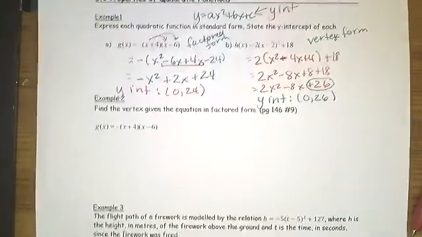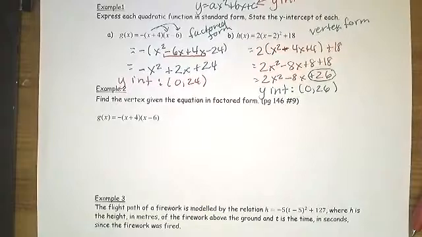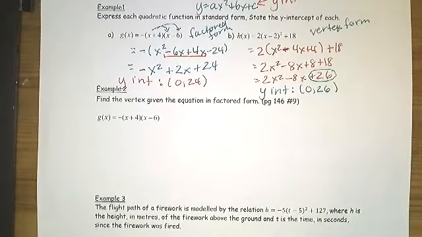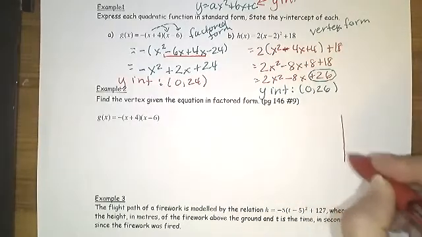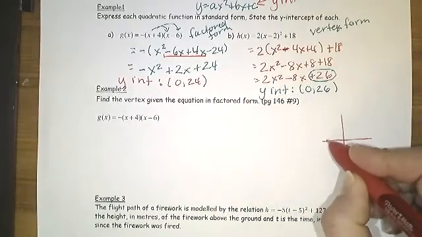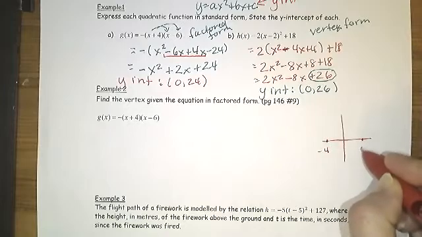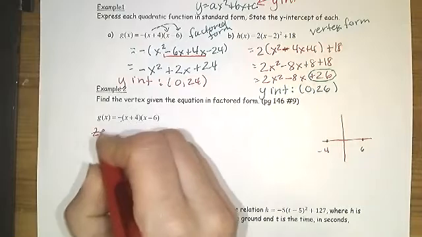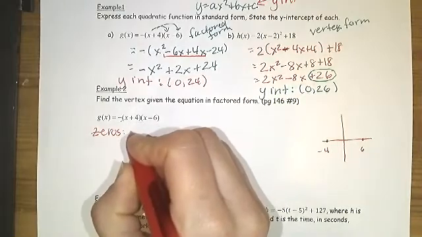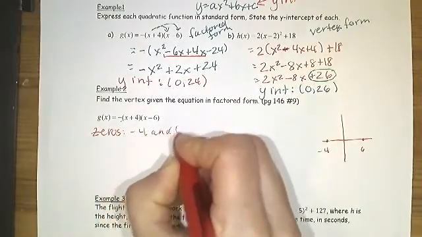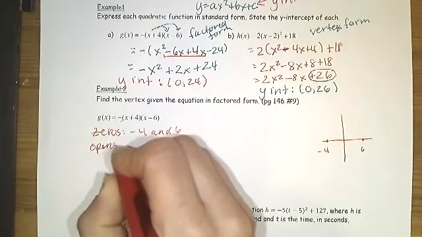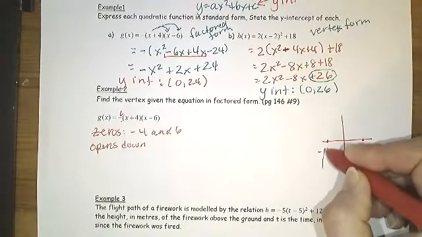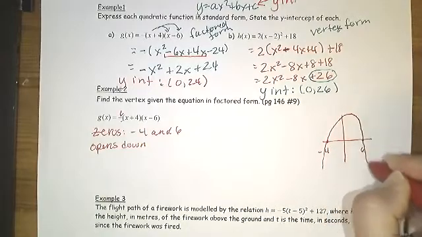Example 2, find the vertex given the equation in factored form. We know from the symmetry of a parabola, let's just create a little sketch here. We know our zeros are at -4 and 6, and this opens down because of this right here. So if I do a little sketch, it's going to look something like this.